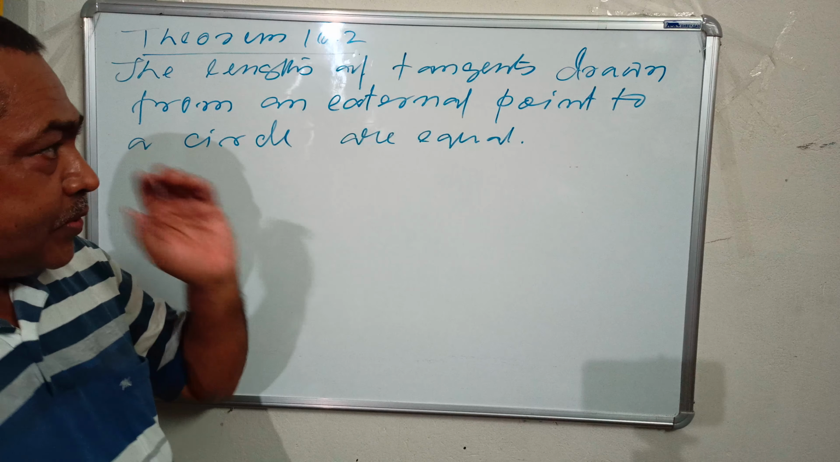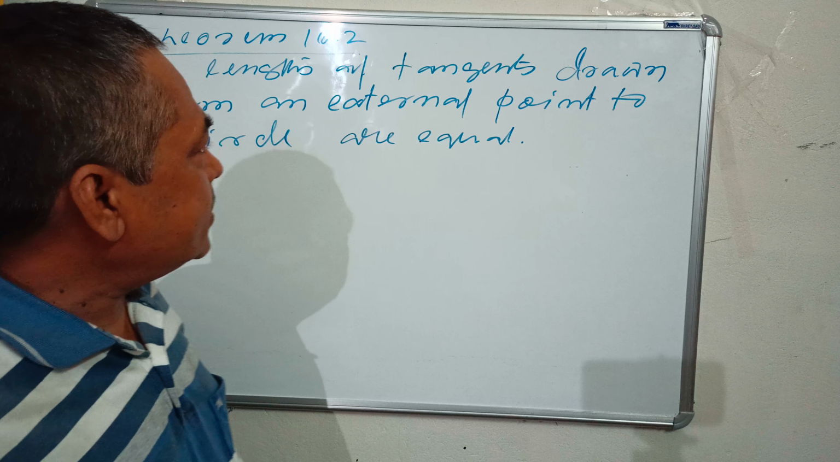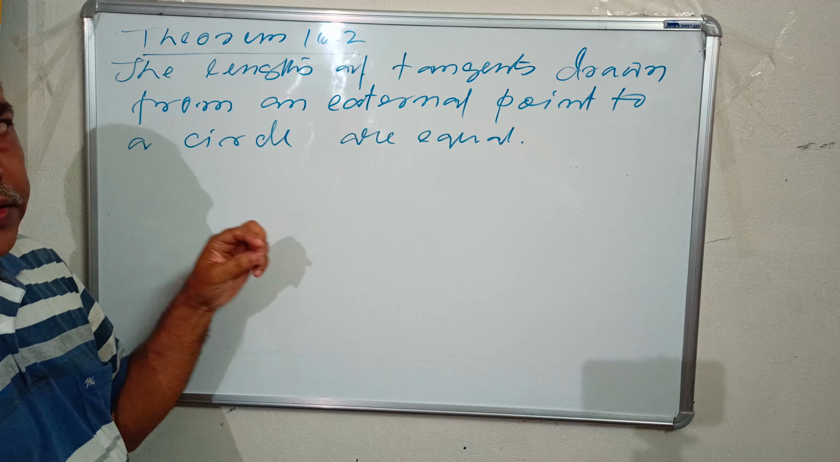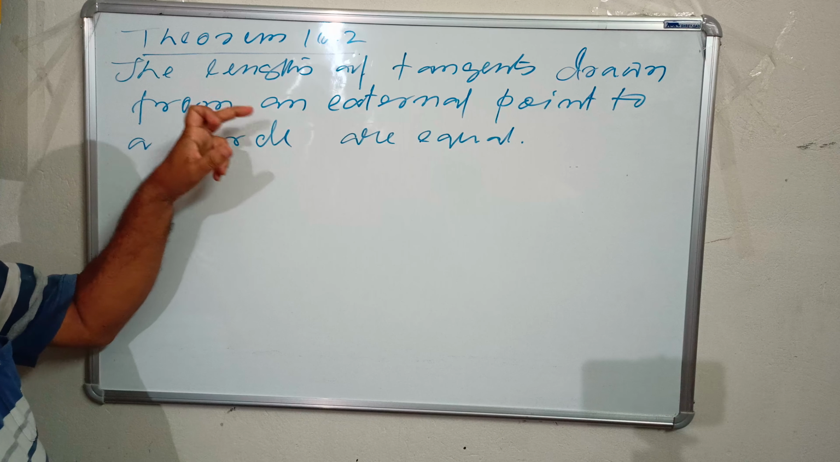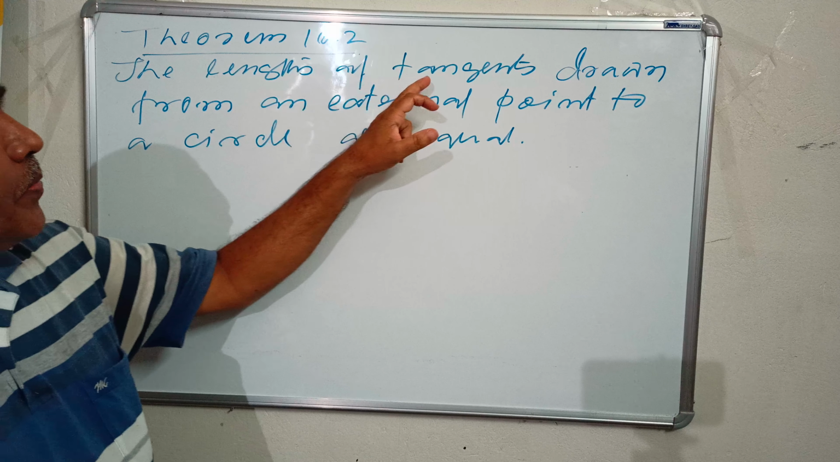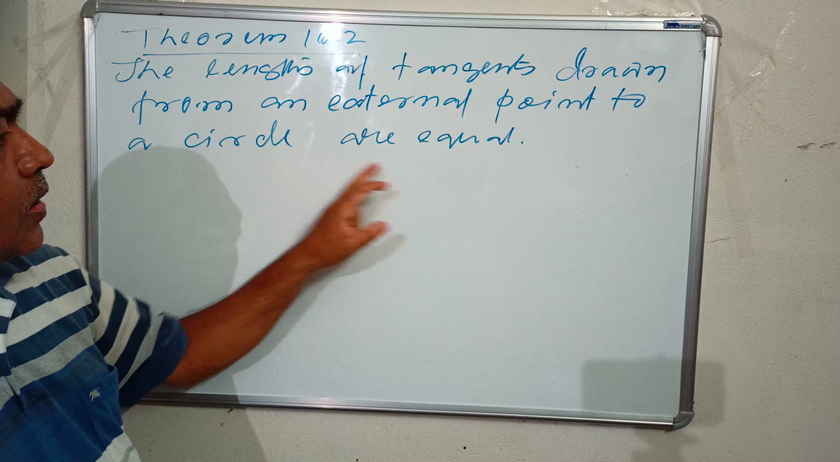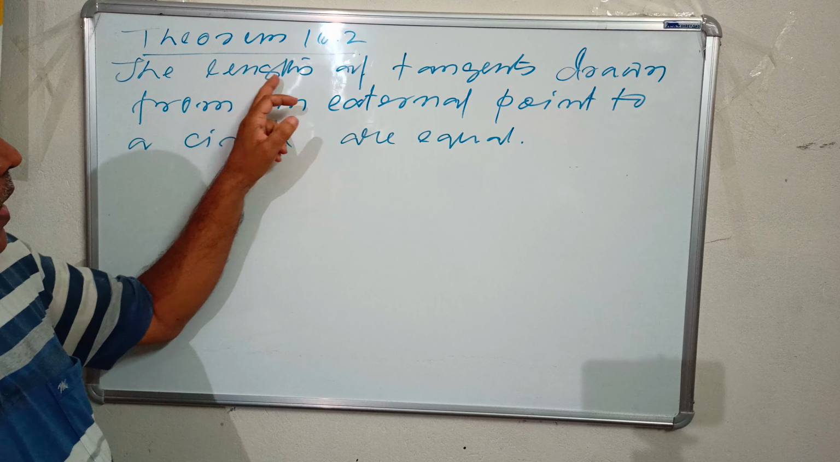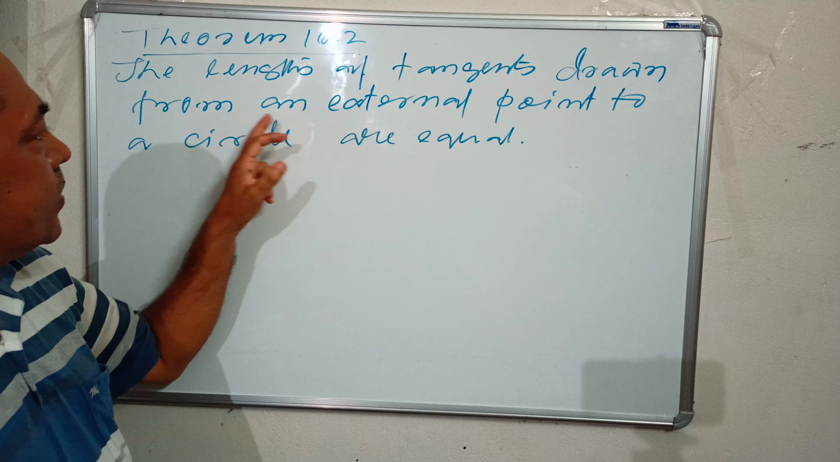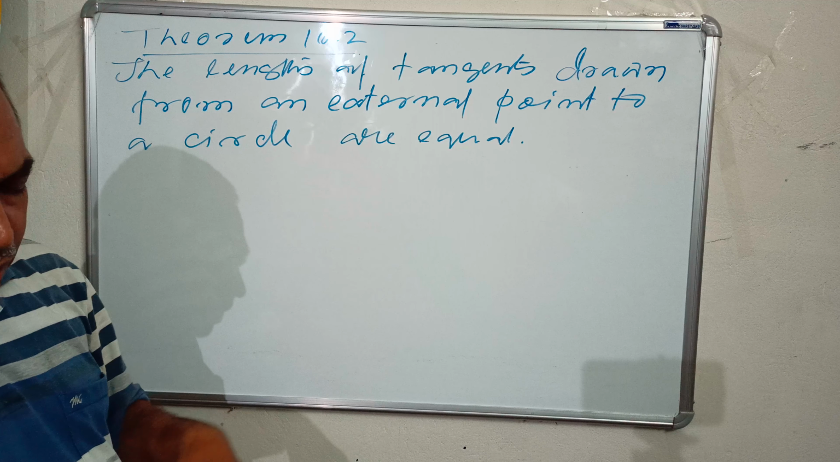Okay, before we go to the next exercise, here we have to learn another theorem. It goes like this: the lengths of tangents drawn from an external point to a circle are equal. Okay, the lengths of tangents drawn from an external point to a circle are equal.